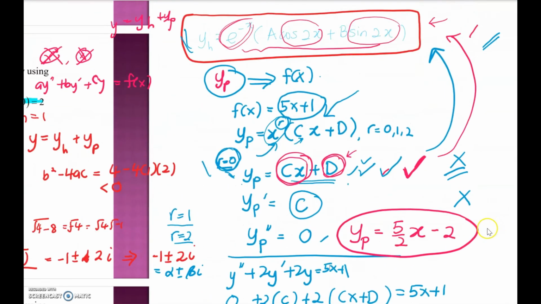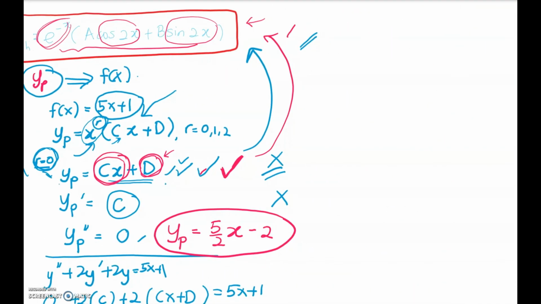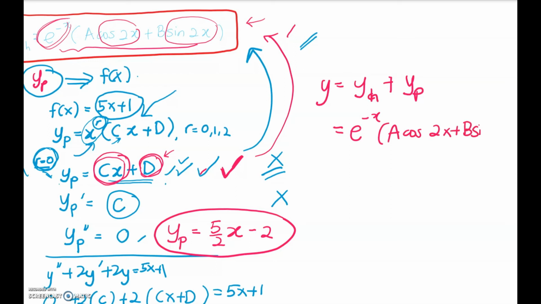Okay. So, go back to our solution. We can conclude that our solution is y equals to yh plus yp. What is yh? Exponent negative x, a cos 2x plus b sin 2x, then plus yp, 5 over 2x minus 2.